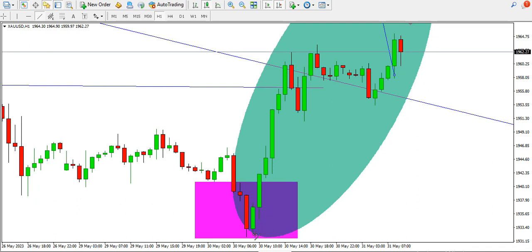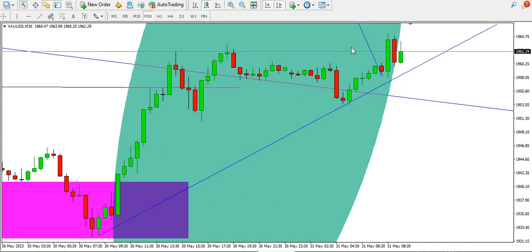Looking at the ascending trend line on the 1-hour time frame, you can see that the price of gold is trying to respect this ascending trend line. So we might see an up move in the price of gold. So you might want to consider buying gold for now.